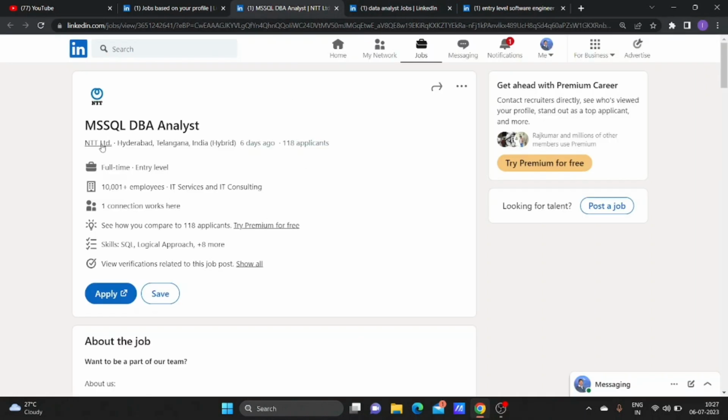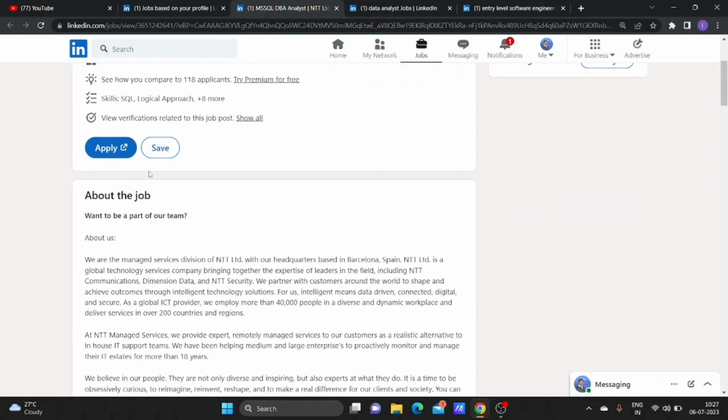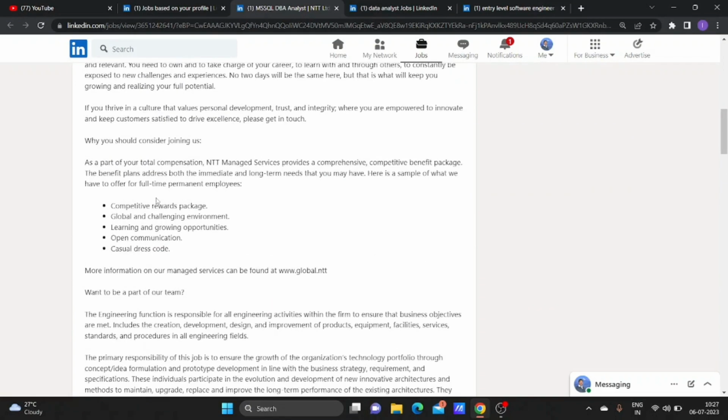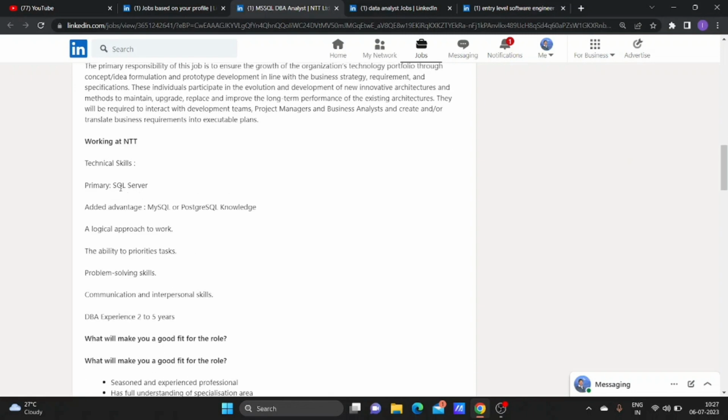Okay, and the next job is MSSQL DB analyst. This is a hybrid model of work. The company is NTT Data Limited. For technical skills, the primary skill is that you must have good knowledge of SQL Server. MySQL or PostgreSQL knowledge is an added advantage, along with a logical approach to work and the ability to prioritize tasks.